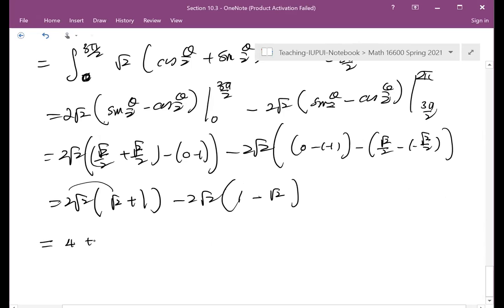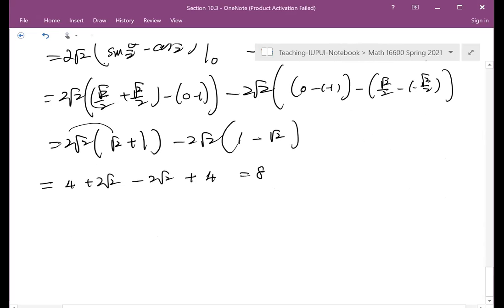It's going to be 4 plus 2 square root 2 minus 2 square root 2 plus 4. Okay, so it's going to be 8. Great, so that is 8. So the length of this hat is going to be 8.